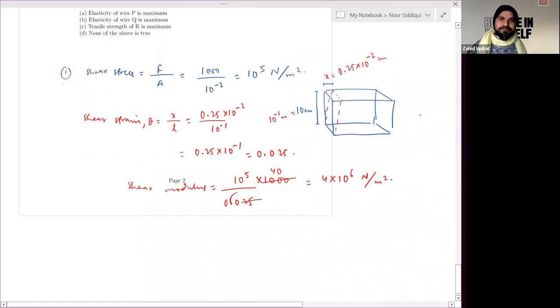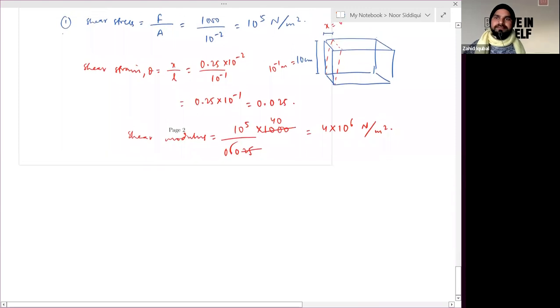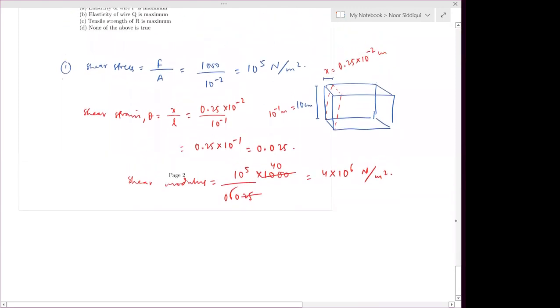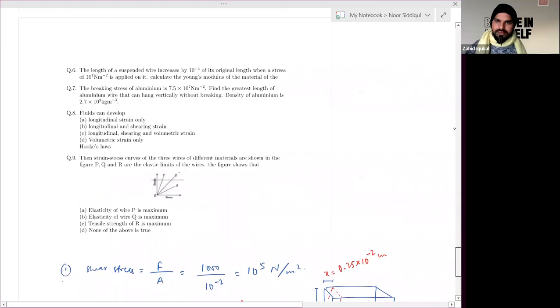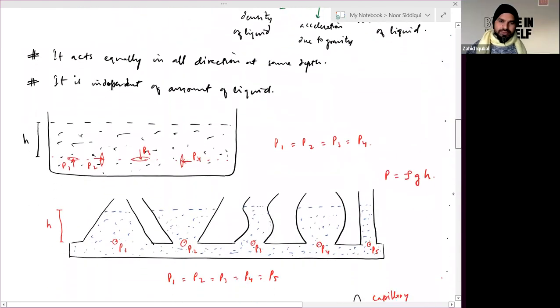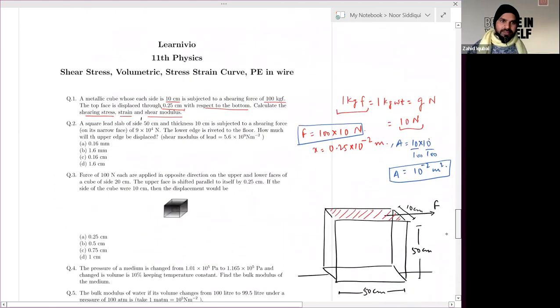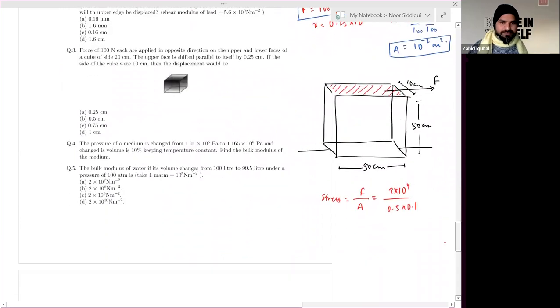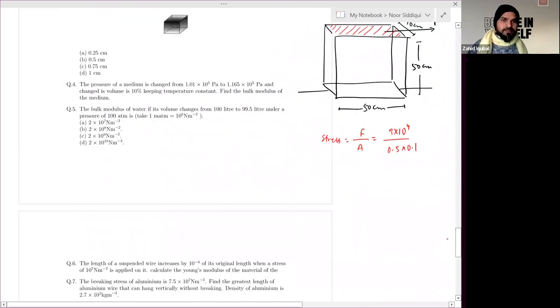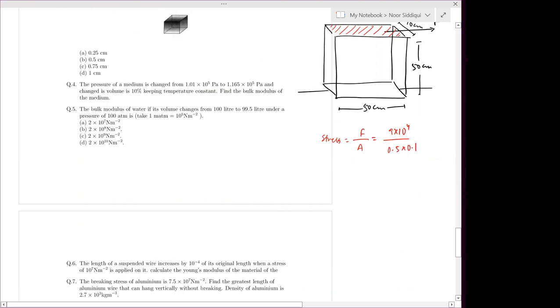Any doubt? No, sir. You have to solve only 3 or 4 of this particular paper, not the whole paper. Similarly, you may find the third question as well as the fourth question. Okay.